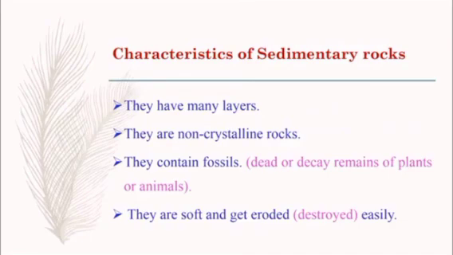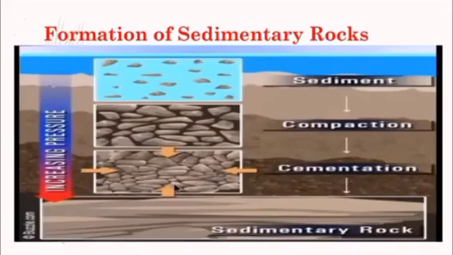The third one is they contain fossils. Fossils means dead or decayed remains of plants or animals. And the fourth characteristic is that they are soft and get eroded easily. Eroded means destroyed easily. Now we are going to learn about formation of sedimentary rocks.